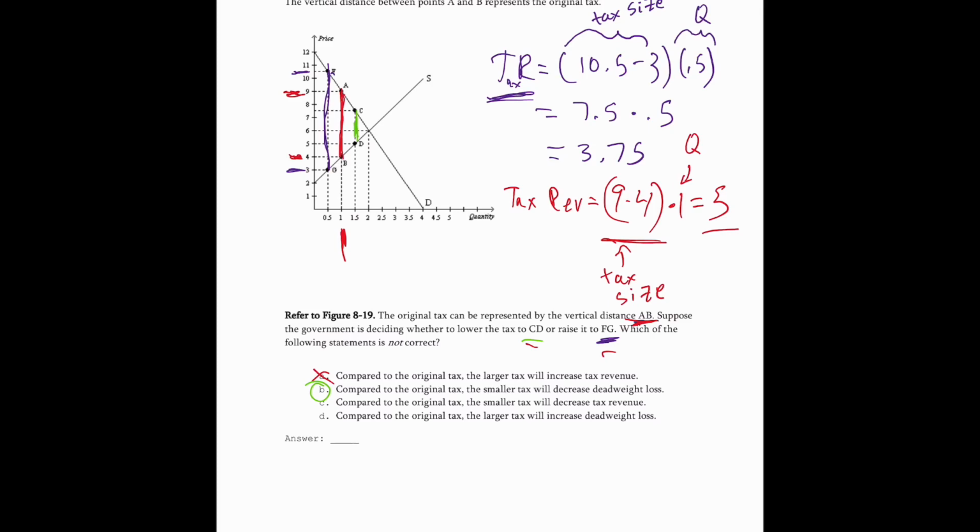Compared to the original tax, the smaller tax will decrease deadweight loss. That is always going to be true. Within the same market, a smaller tax always gives us a smaller deadweight loss.